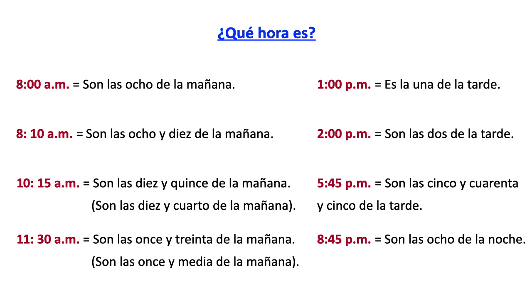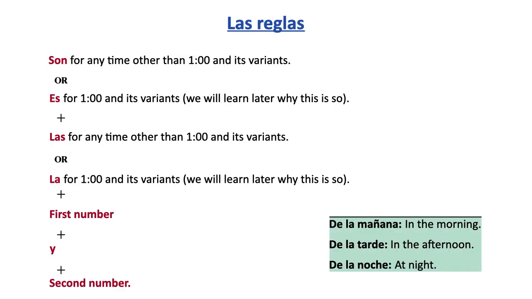And how about 8:45 p.m.? This is no longer tarde, right? It's night. Sundown is way past. So 8:45, son las 8 de la noche. Oh, son las 8:45. Sorry, there's a mistake there, right? This is not 8 o'clock, this is 8:45. But for 8 o'clock, you would say las 8 de la noche. So what is the rule here? Las reglas, the rules.